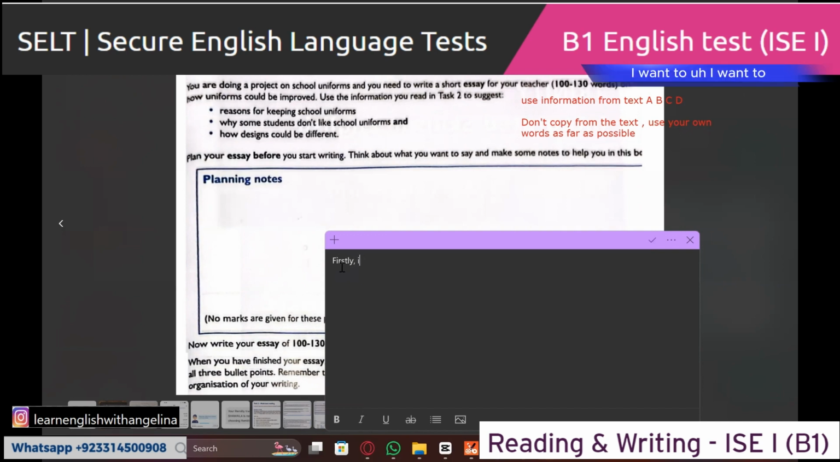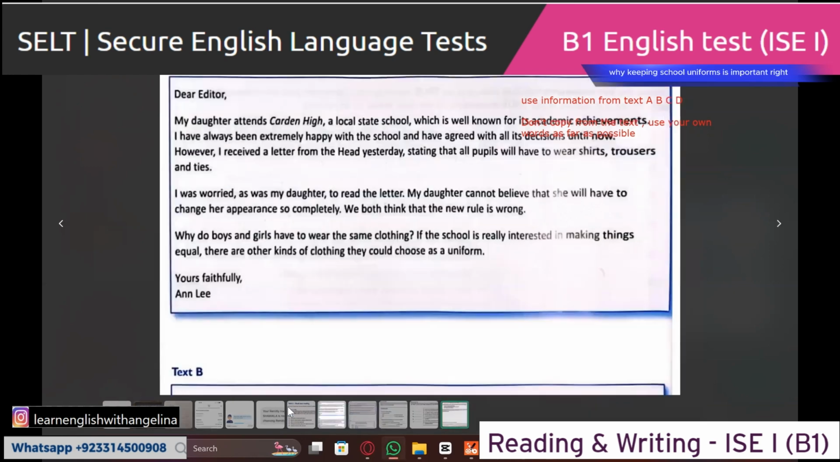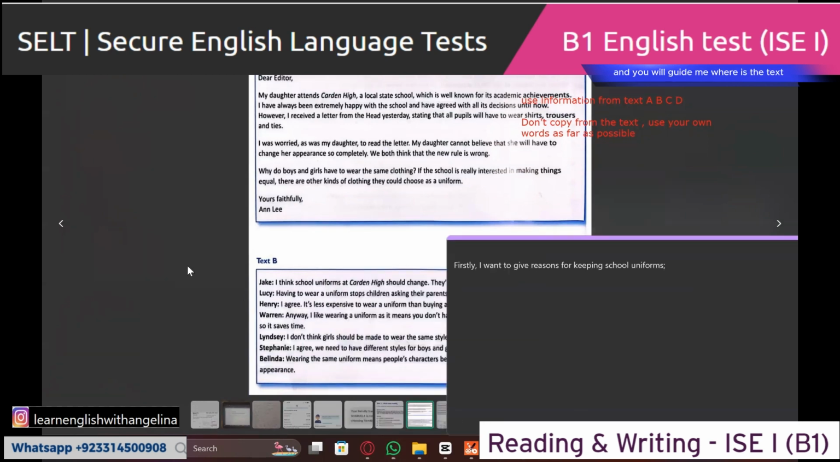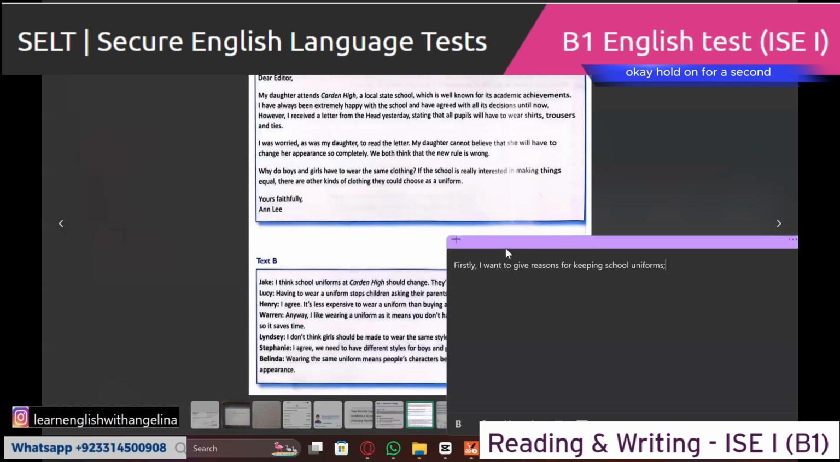I want to talk about reasons for keeping. Talk about or give reasons for keeping school uniforms. Okay, semicolon. Let's try to go back to the text and check why keeping school uniforms is important, right? So you guys will find it by yourself, of course, and you will guide me where is the text. Okay. Hold on for a second.